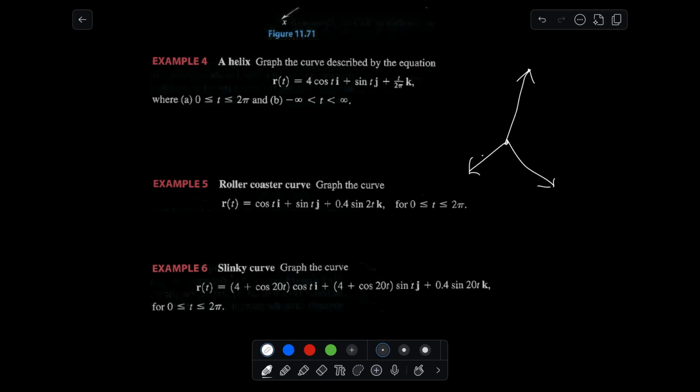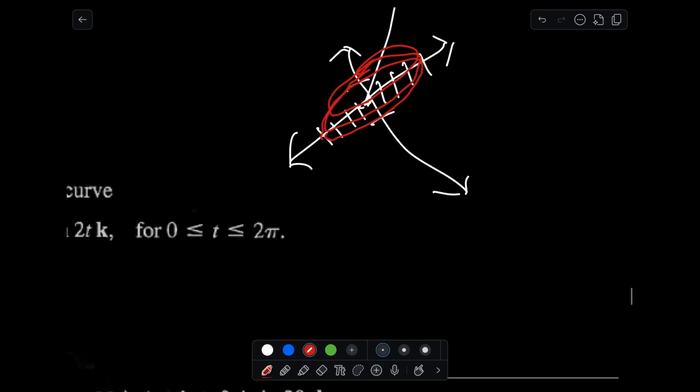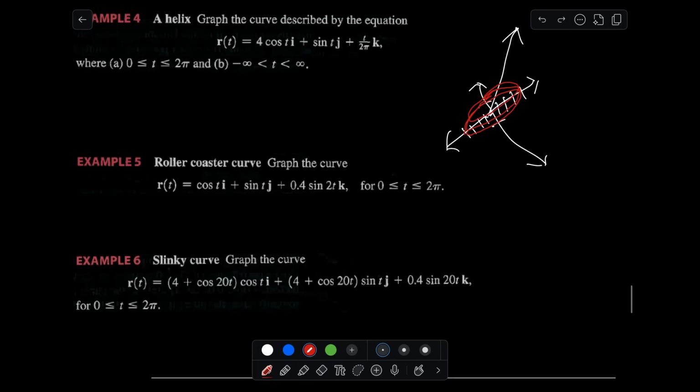So 4 cosine t. These graphs always look a little bit funky, but the general gist is that it's going to look like a helix going up and up and up. If you look at it straight down, it will look like an ellipse, with the x being 4 and the y being 1, excuse me. And if you looked at it from the side, it would just be like a sine wave oscillating up and down, oscillating up and down.